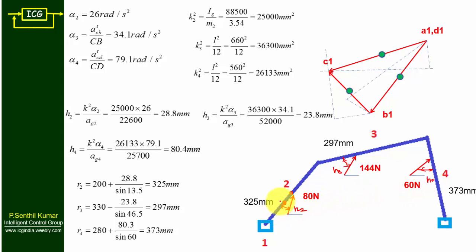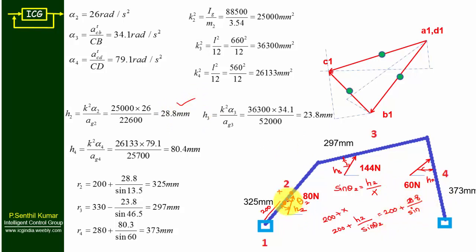Okay, so what we need is this distance, already 200, and this distance we will take as X. So 200 plus X, that I need to find out. And here this angle is theta 2. That theta 2 is nothing but opposite side divided by adjacent side. So sine theta 2, I can write as the opposite side H2 divided by the hypotenuse value X. So I need X. What is X? 200 plus X equal to H2 divided by sine theta 2. 200 plus, what is H2? 28.8. Everything in mm.